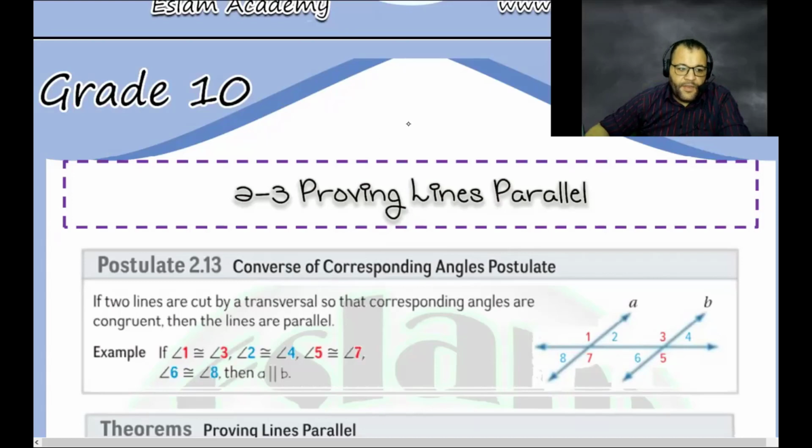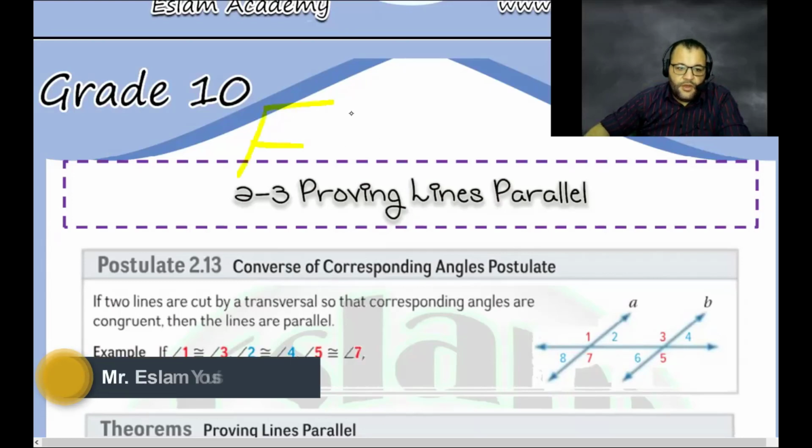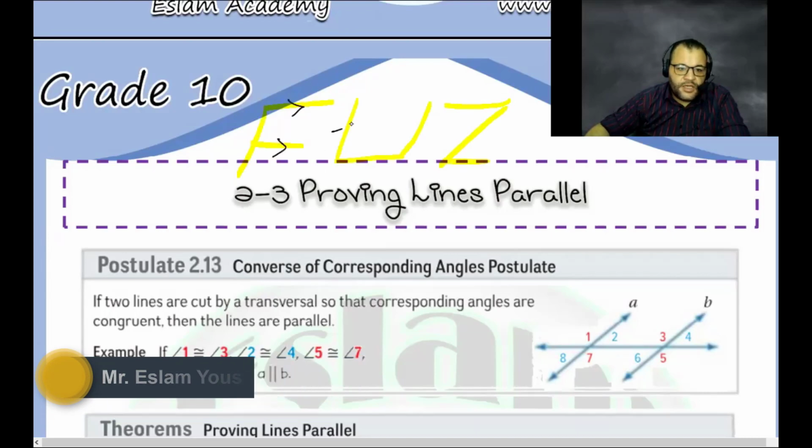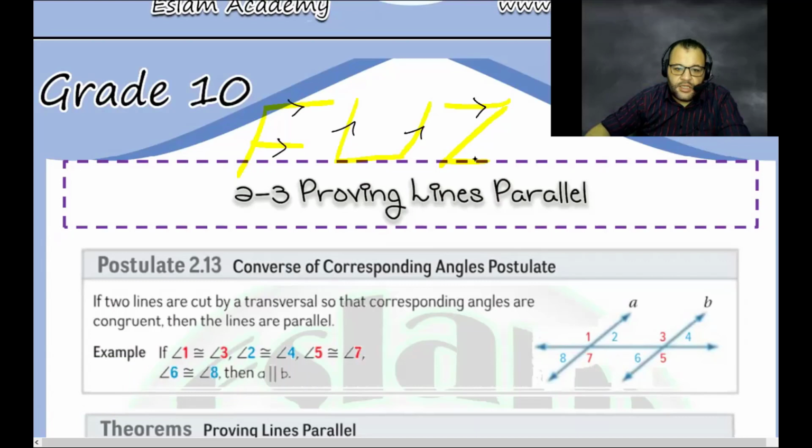What are the three relations that we have? F, U, and Z. For the first one, that is the two lines which are parallel, and that is the third part which are parallel, and the orange one will be the transversal. So how many angles do we have? We have angle 1 and angle 2.